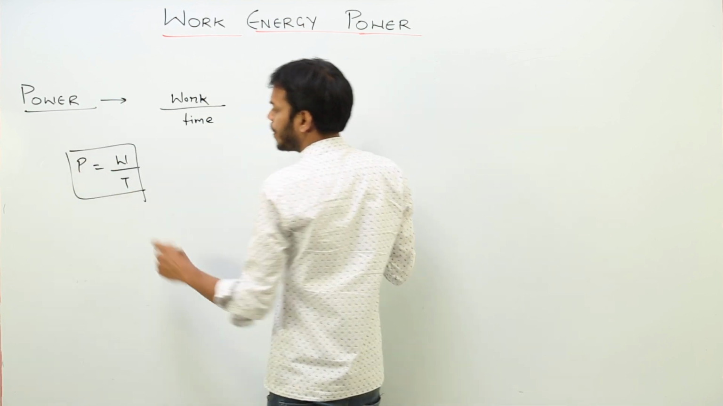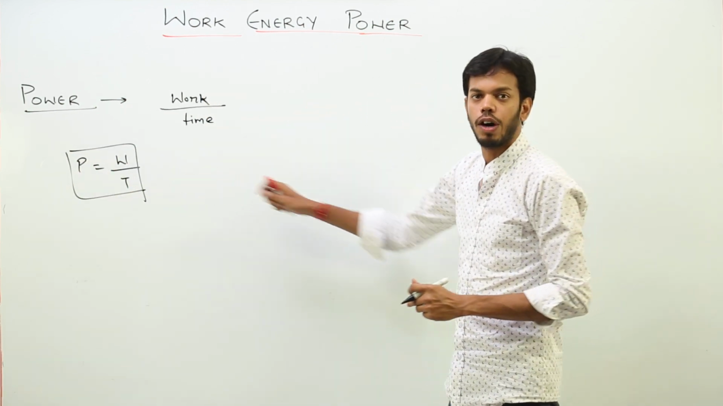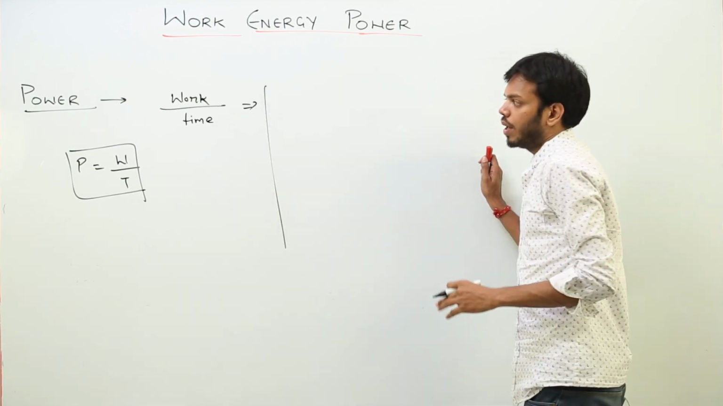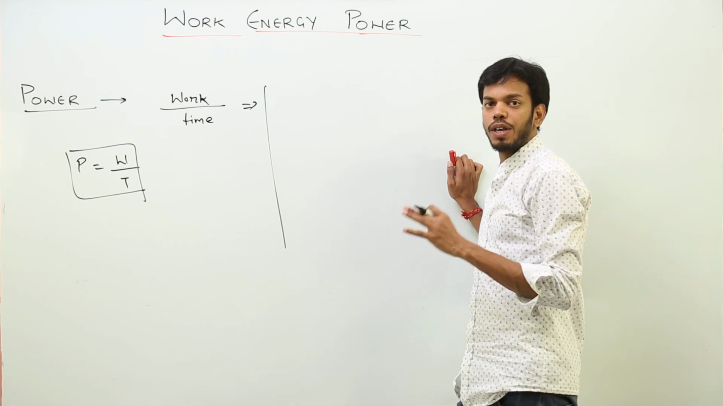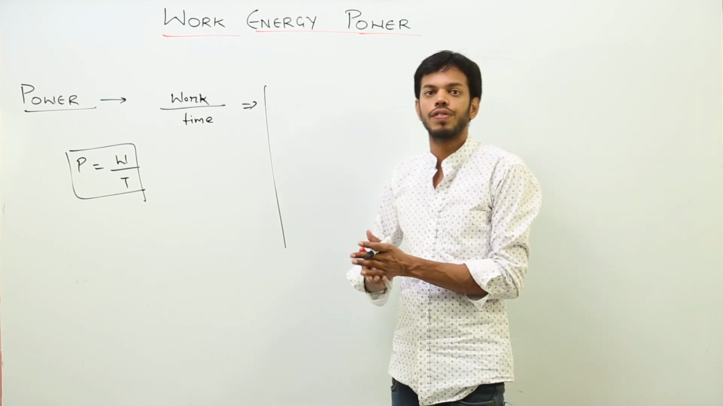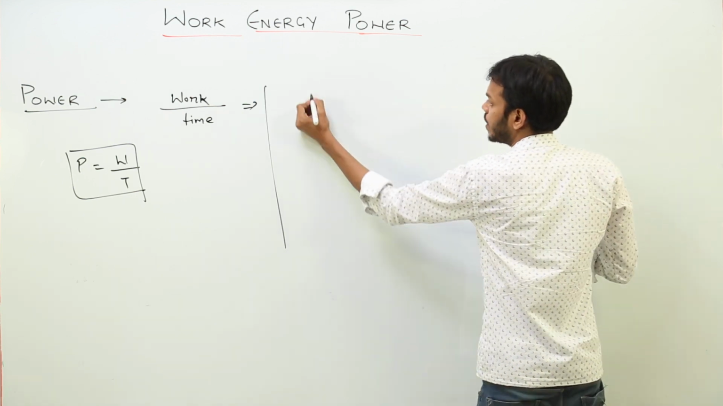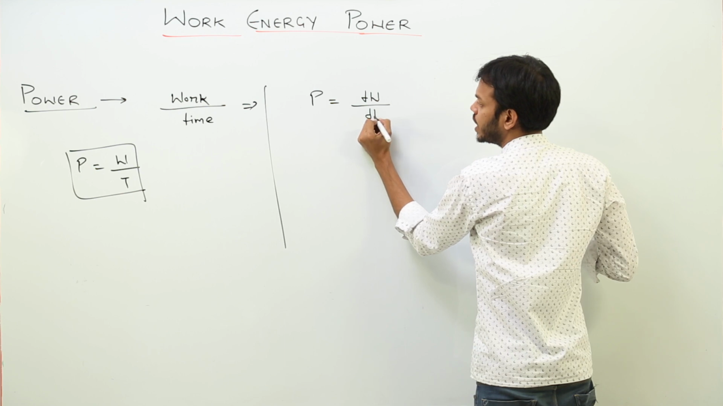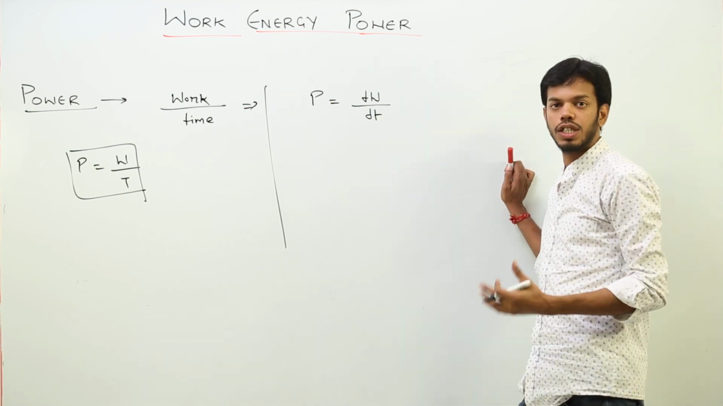Alright. From here we can go for an SI unit of power, but that is a different thing. This is a general formula of power, right? But we need to talk about some instantaneous value of power at a particular instant of time. So power at any instant of time is dW over dt. This is how we do it, in differential format.